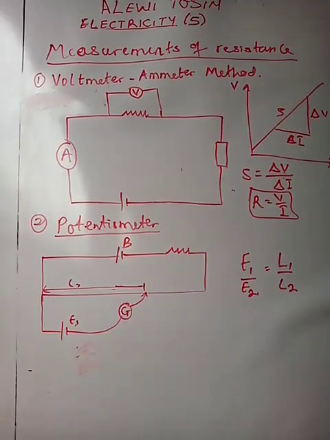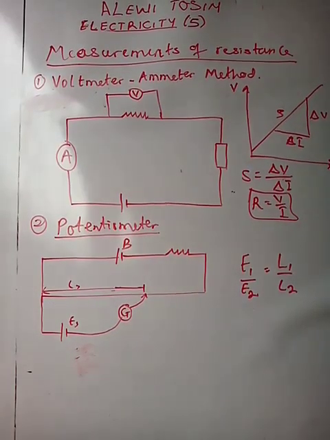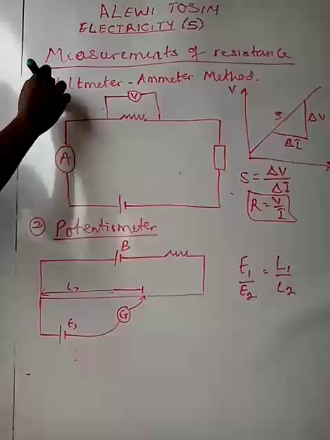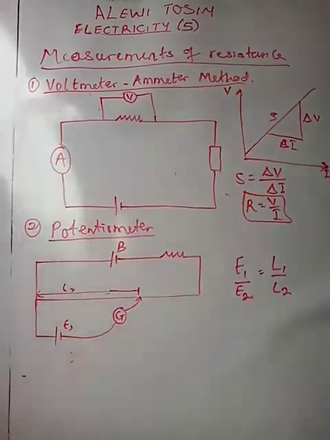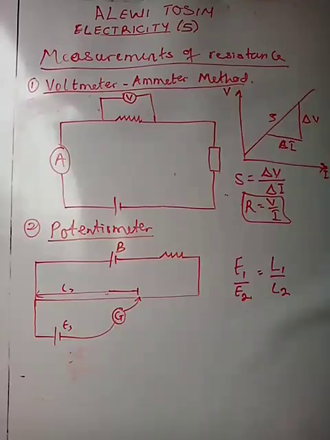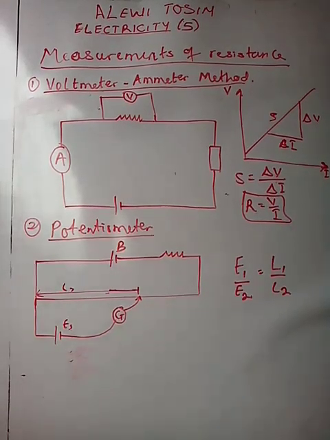Now let's take measurements of resistance. There are 4 methods of measuring resistance. We have the voltmeter-ammeter method. We have the potentiometer, which is a device. And we also have the Wheatstone bridge and the meter bridge.